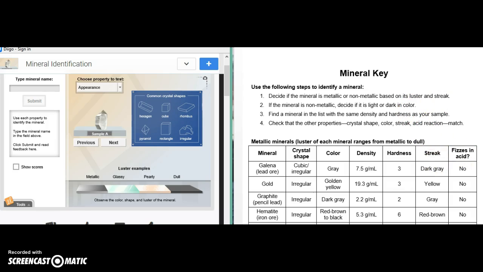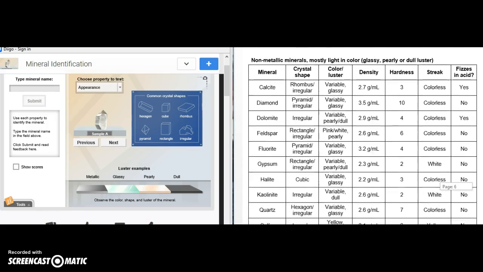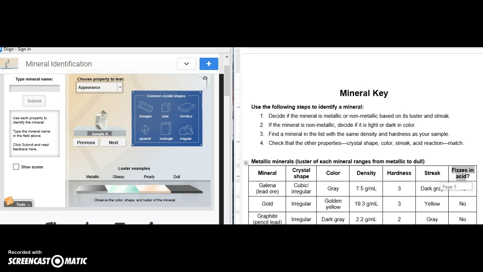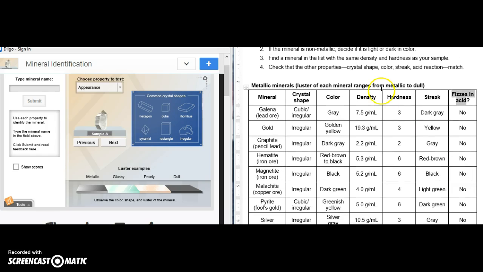It looks something like this on the right side here. And it has all the information that you need about all kinds of minerals. So the mineral name, the crystal shape, the color, the density, the hardness, the streak, and does it fizz in acid. And you're going to use this key, there's several tables here, to figure out unknowns. So you're just going to compare the information that I give you to this table and figure out which one it is. So for example, on the left side, I'm going to pick a sample called sample A.